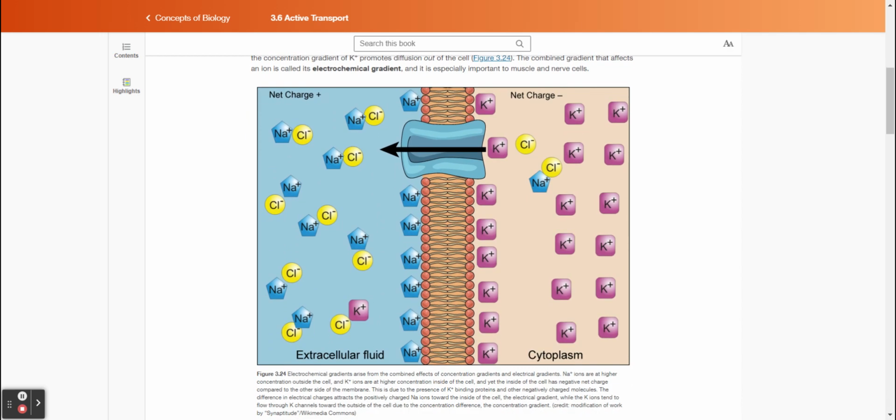Figure 3.24. Electrochemical gradients arise from the combined effects of concentration gradients and electrical gradients. Sodium ions are at higher concentration outside of the cell, and potassium ions are at higher concentration inside the cell. And yet, the inside of the cell has negative net charge compared to the other side of the membrane. This is due to the presence of potassium ions binding proteins and other negatively charged molecules.